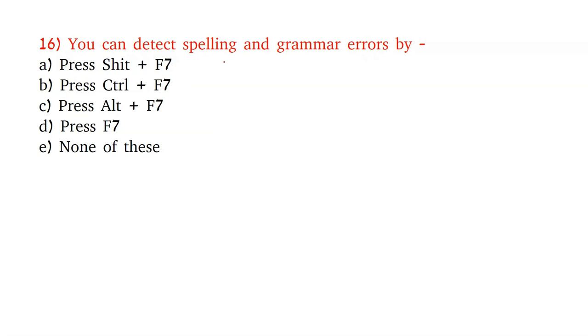You can detect spelling and grammar errors by: A. Press Shift plus F7. B. Press Control plus F7. C. Press Alt plus F7. D. Press F7. E. None of these.